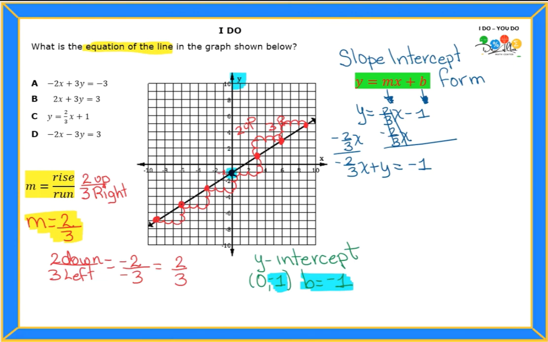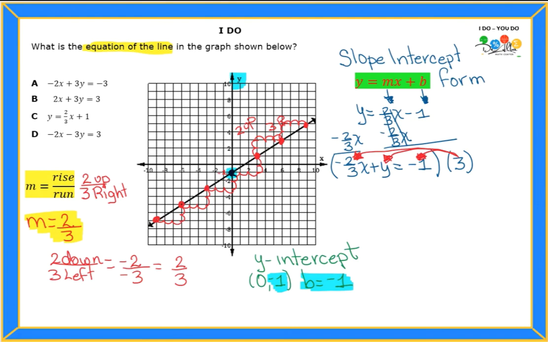No, because I have a fraction, so I need to get rid of the denominator. How do I get rid of the denominator? Well, I'm going to need to multiply everything, not just the left, everything needs to be multiplied by the denominator, which is 3, okay? So what's going to happen is I'm going to multiply 3 times my negative 2/3 of x, 3 times the y, and 3 times the -1, okay?